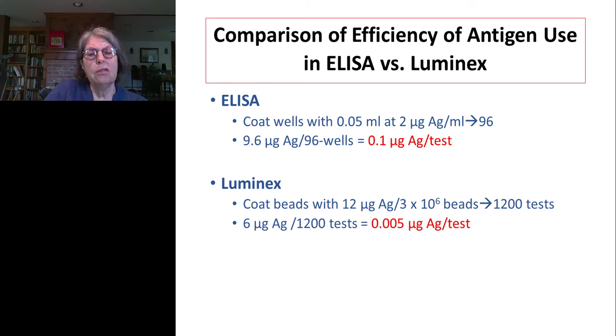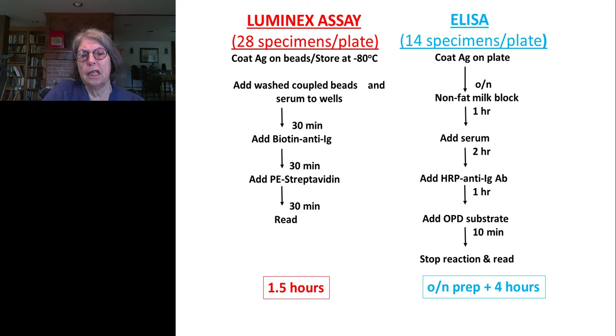So another advantage of Luminex over the ELISA assay is indicated here. In the Luminex assay, we can couple the beads in advance and store them frozen until we need them. Once we need them, we take them out of the freezer. We incubate them with serum or plasma for 30 minutes. We add this biotinylated secondary antibody for 30 minutes, and then we add the streptavidin phycoerythrin for 30 minutes, and then we read. You'd have to add a few minutes here for each of the washes, but generally this test takes only an hour and a half to do.